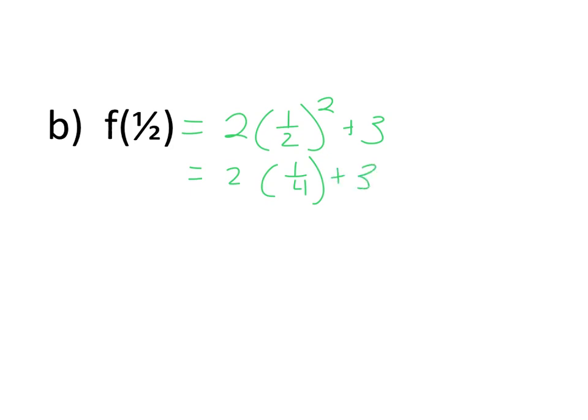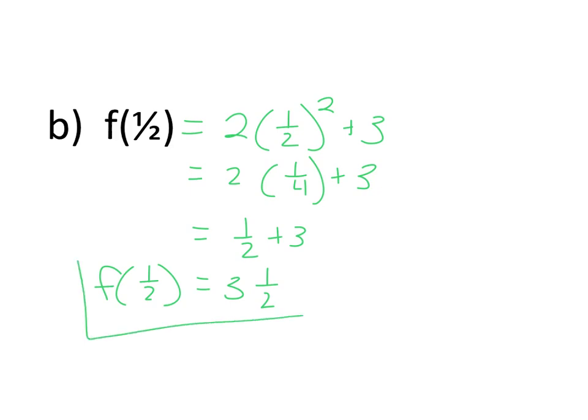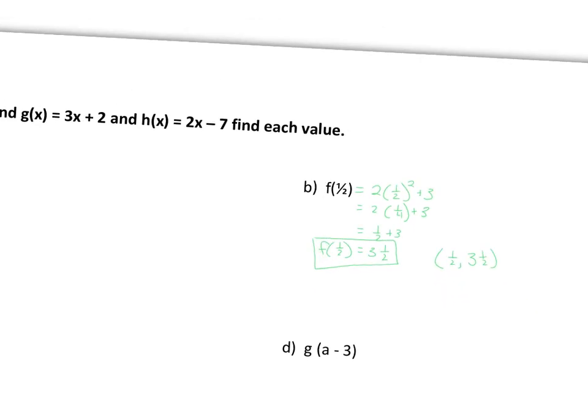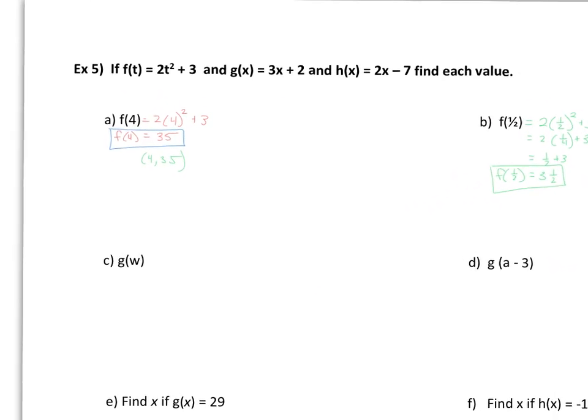Now you're going to go ahead, or Rob says we multiply next. So you're going to take 2 times 1/4 and end up with 1/2 plus 3. So you end up with 3.5. So f of 1/2 equals 3 1/2. Again, later on, we're going to be writing these as coordinate points. So you inputted 1/2 and you got out 3.5. Okay. All right. So now we go to the next one.